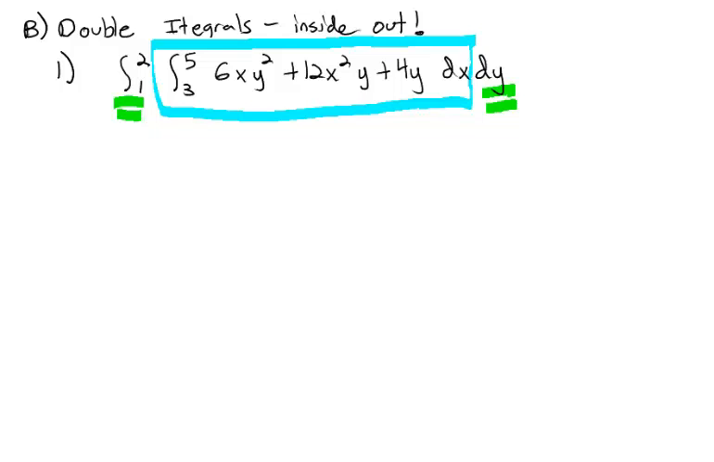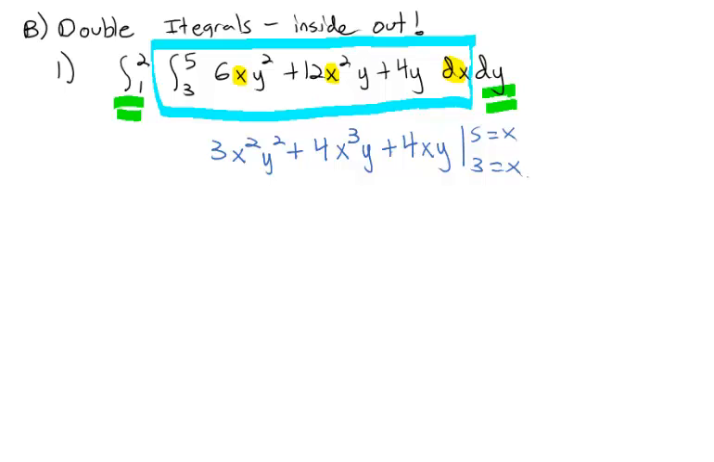So first let's look at the inside. The integral with respect to x. Well, the integral of 6xy squared, we end up with x squared. I should highlight in yellow. We're treating the x's like our variable. So x squared divided by 2 leaves a 3y squared, plus x squared becomes x cubed, divided by 3 is 4y, plus 4xy. And we're going to integrate this from 3 to 5, and the variable we're doing is x.